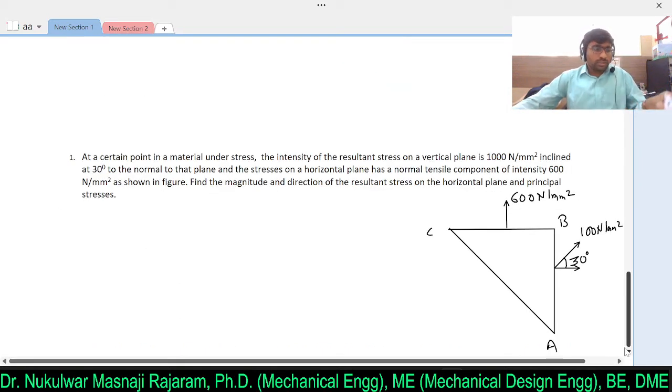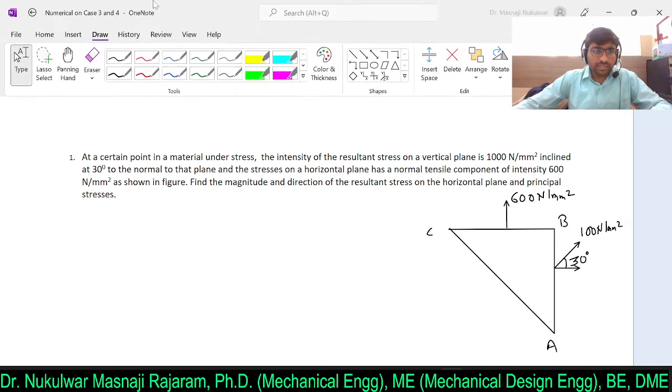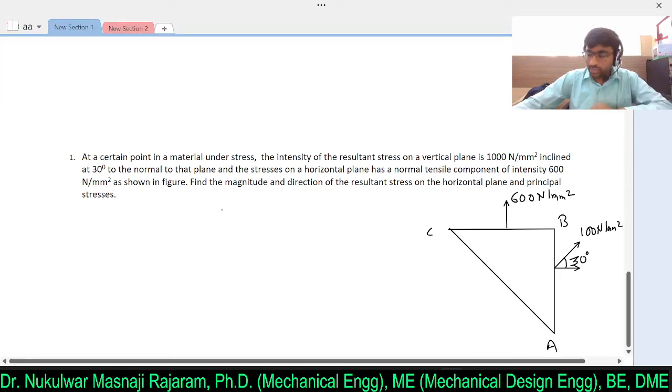Now another next problem. All three problems are not similar. Something is different in all problems. So here let's understand what is the difference in this case.